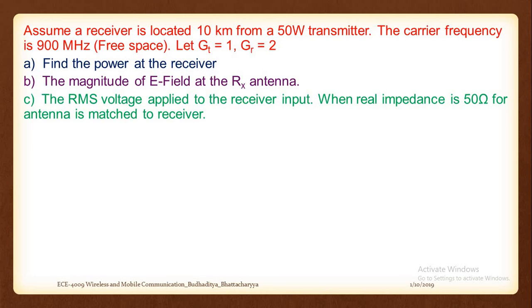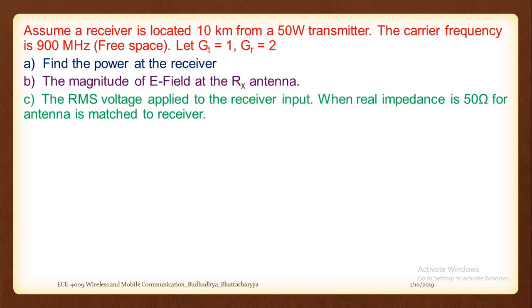So assume a receiver is located 10 kilometers from a 50 watt transmitter. The carrier frequency is given by this. Find the power of the receiver. Which formula are you going to use in this case? Which formula are you going to use for the first calculation, find the power?